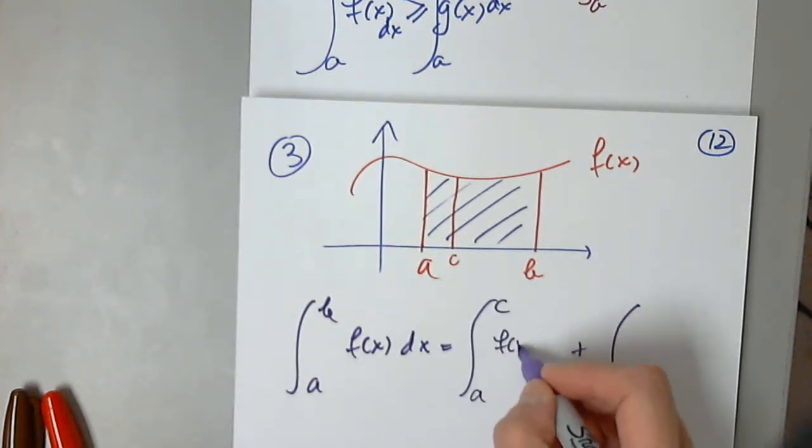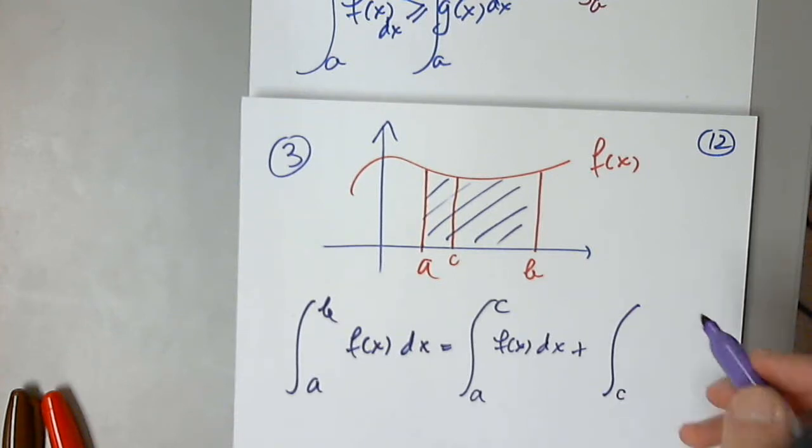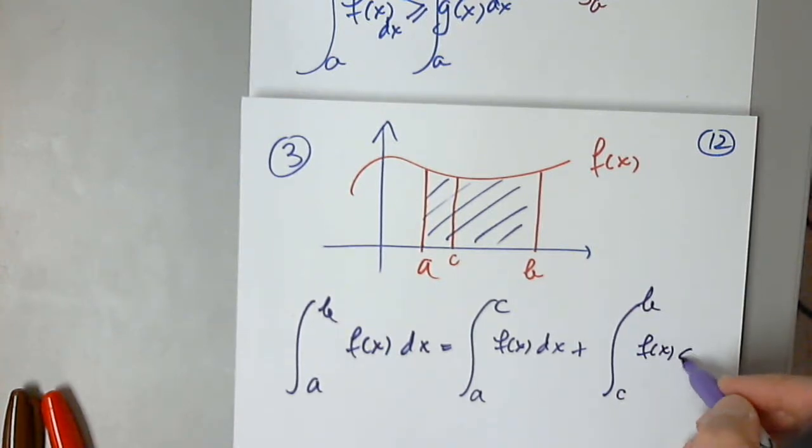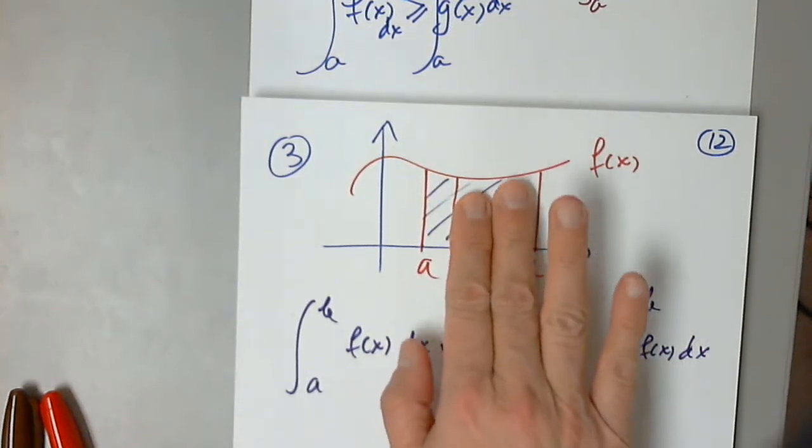Very good. From a to c from f of x dx plus c to b from f of x dx. So I can split that integral into as many integrals as I want. So what I'm really saying right now is that the entire area is this area plus this area.